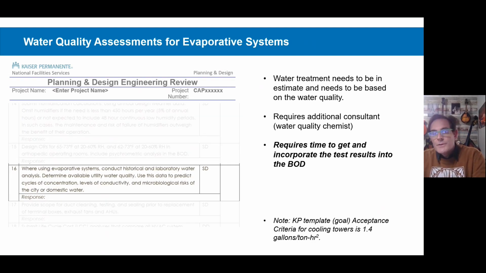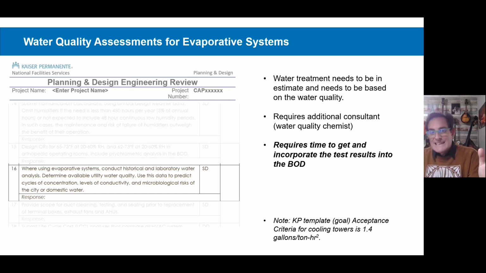Water quality assessment for evaporative systems. Anytime you're doing an evap-cooled HVAC unit or a cooling tower, our design criteria requires a water quality assessment. Kaiser standards. So there's details about those in the standards. We have a template posted.